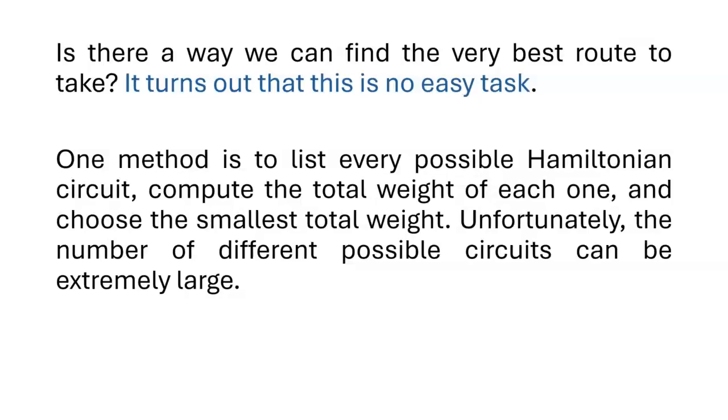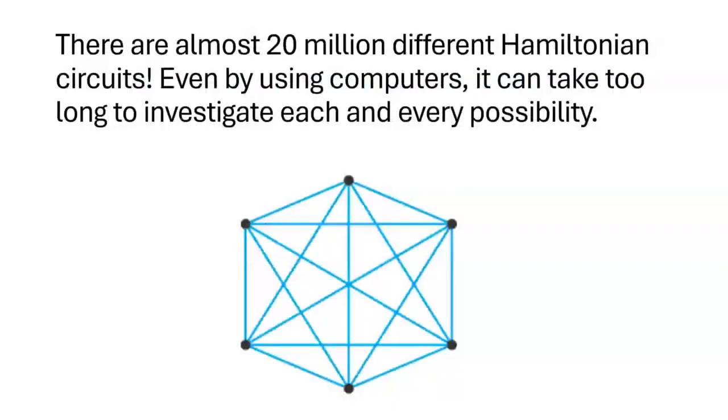Right now I only did two, but I would need to do all of the possible routes and then find which one is the smallest to see which one takes less time. Unfortunately, the number of different possible circuits can be extremely large. If you have a graph like this that only has 6 vertices, there are 20 million different Hamiltonian circuits.